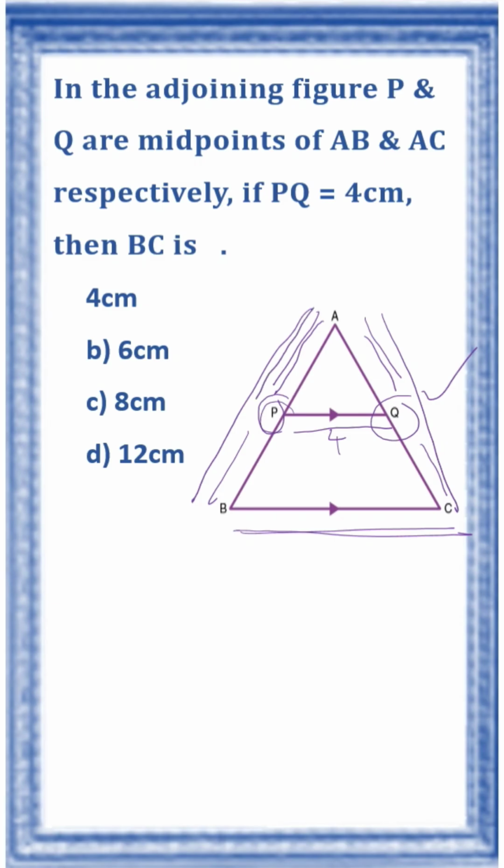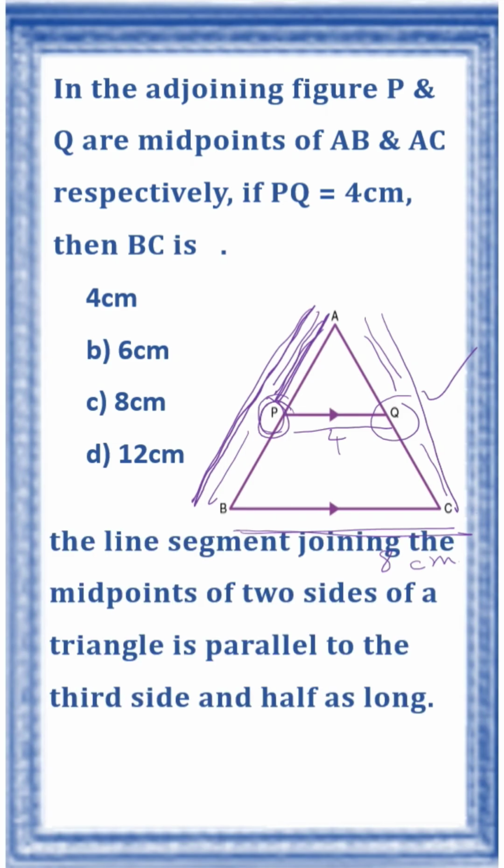Definitely this whole length is double the AP. Why? P is the midpoint. So BC is also double the PQ, means 8 centimeter. Or you can also apply the midpoint theorem: the line segment joining the midpoints of two sides of a triangle is parallel to the third side and half as long.